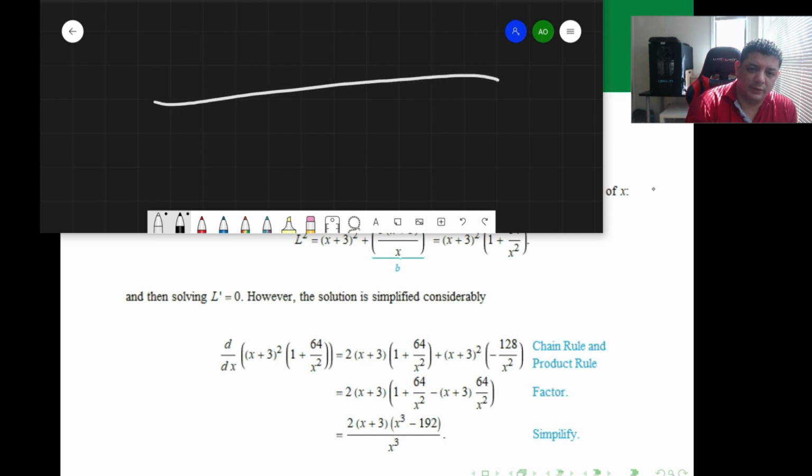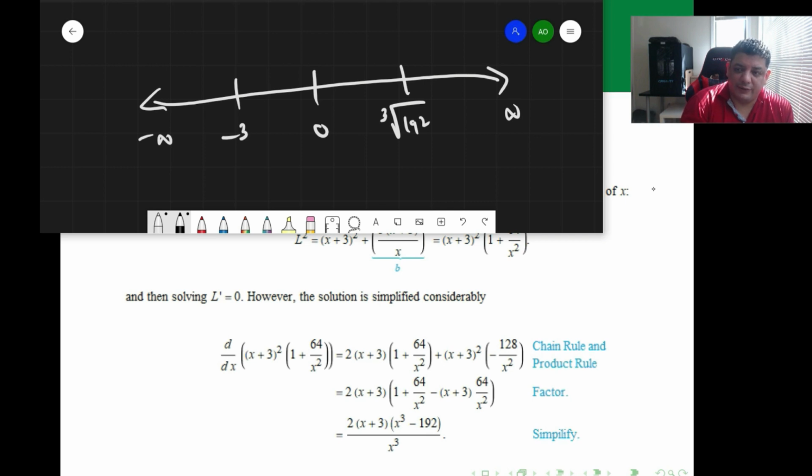Notice that we can do the real line, minus infinity to infinity. We can put 0 here, we can put -3 here, and we can put cubic root of 192. Notice that it's also very easy to know that this is going to be the minimum value because this is nothing and this is a negative value. So at that point, we know that it's got to be this one. Okay? But now we want to confirm that this is actually a minimum value.